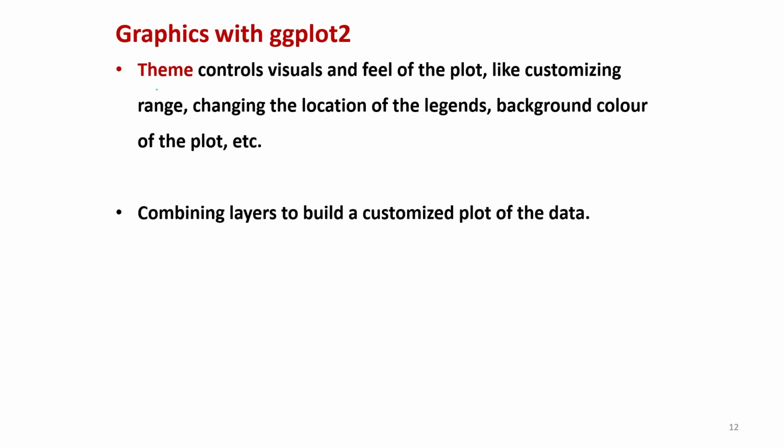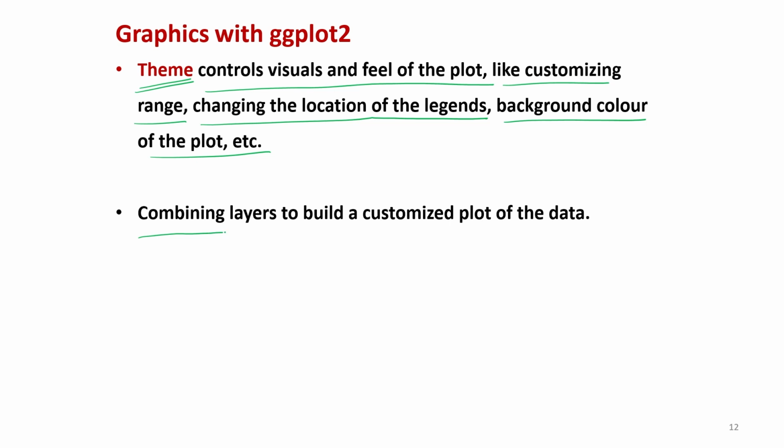And then there is another aspect, the theme. The theme controls the look and feel of the plot. For example, you can customize the range, you can change the location of the legends, you can change the background color of the plot, etc. So all these features are controlled by the theme. And then in the ggplot2 function, it is possible to combine different layers to build a customized plot of the data set. Right. So this is a very brief introduction to ggplot2, but it is purely theory.